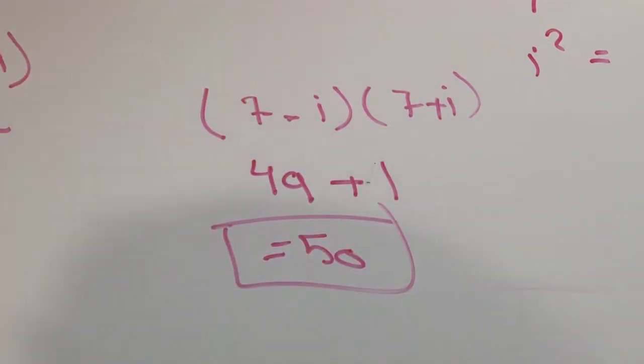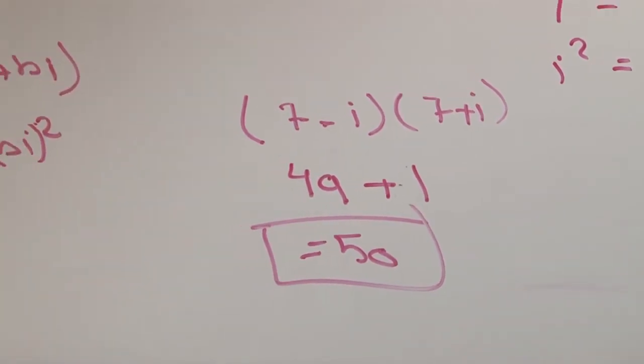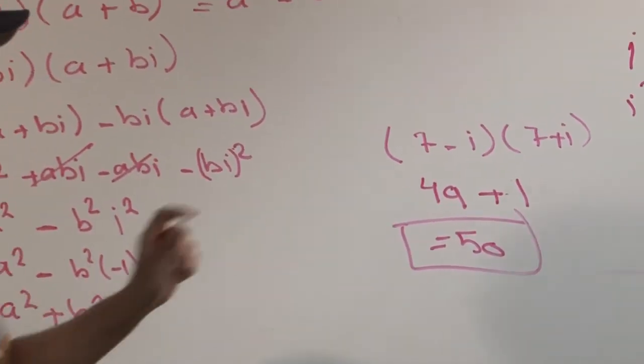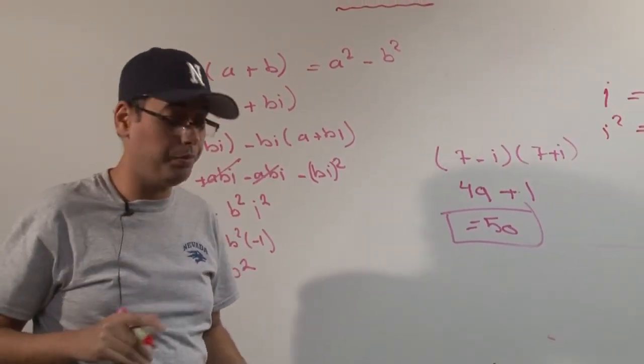This is the answer. And the conjugate of the complex number is different than the conjugate of the real number. For the real number, we have a difference between them, A squared minus B squared. But here it is A squared plus B squared.